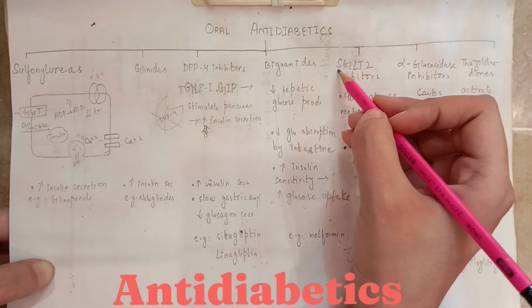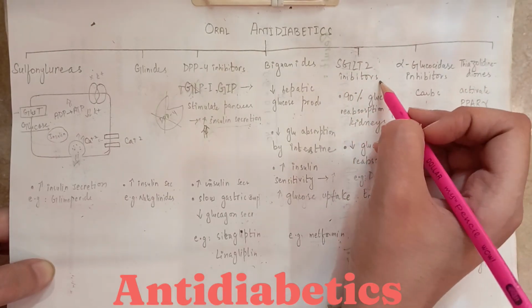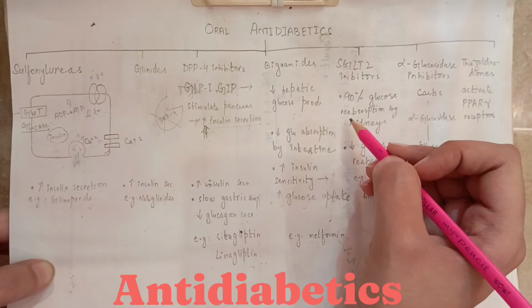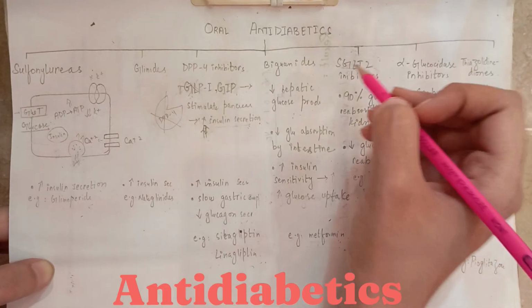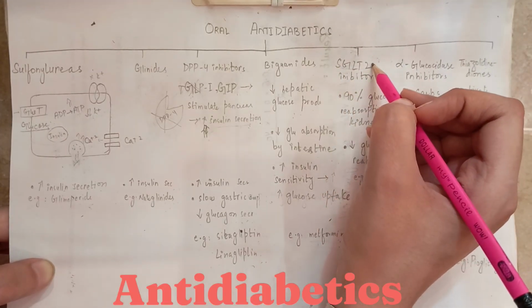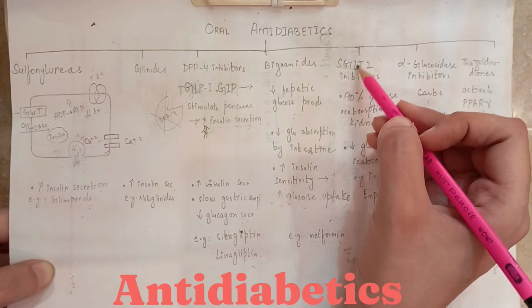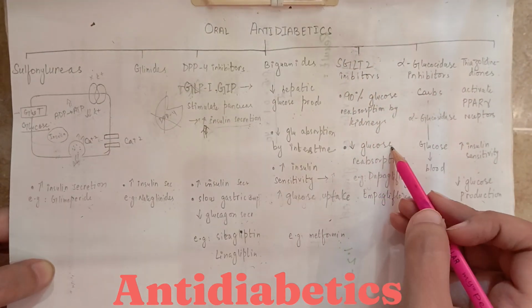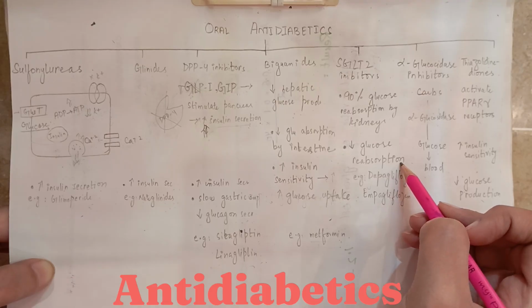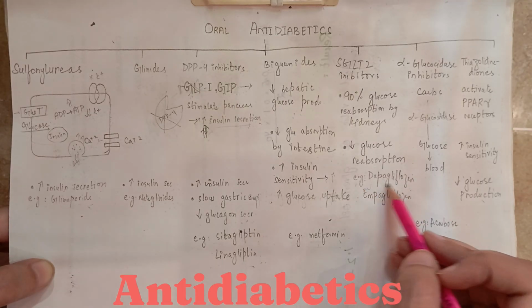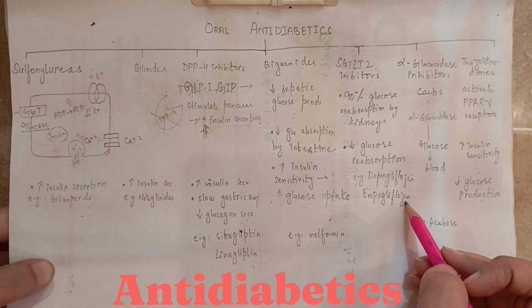The next is sodium glucose co-transporter 2 inhibitors. 90% of the glucose is reabsorbed by the kidney through these transporters. So these drugs inhibit SGLT2 transporters, resulting in decreased reabsorption of the glucose. And the most common examples are dapagliflozin and empagliflozin.